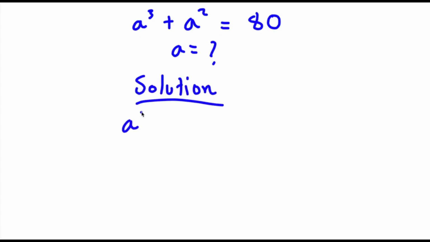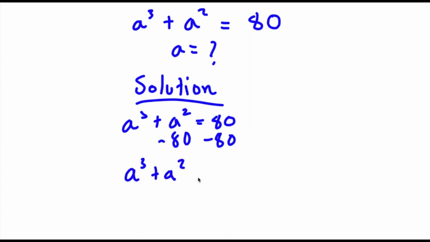So we start with, obviously, a to the power of 3 plus a squared is equal to 80. And now what I'm going to do is I want to get all these terms on one side. So I'm going to move 80 to the left-hand side by subtracting 80 on both sides. So now I have a to the power of 3 plus a squared minus 80 is equal to 0.